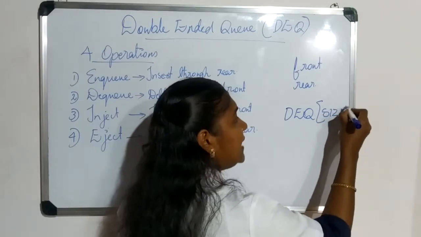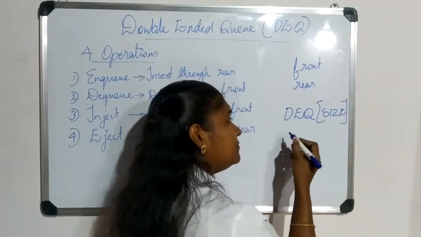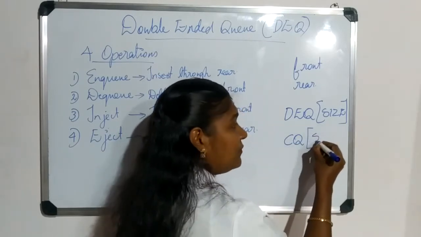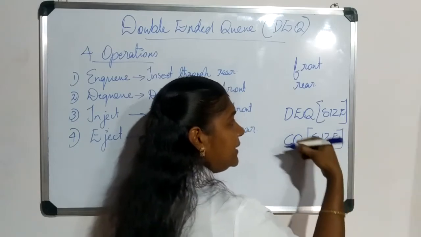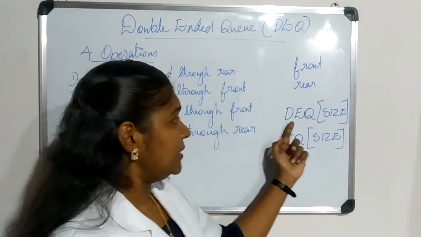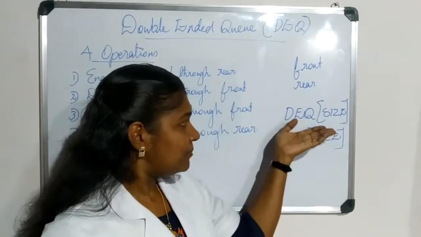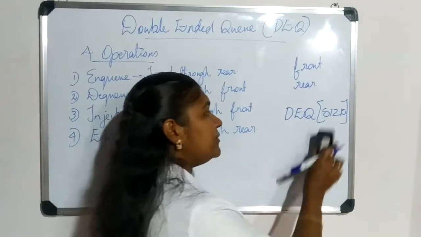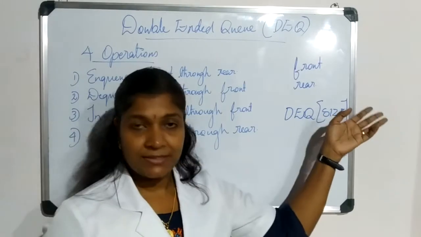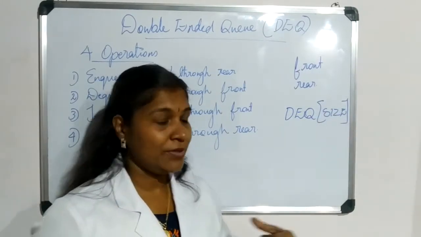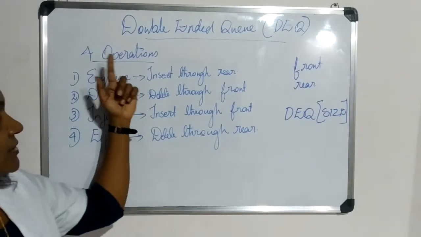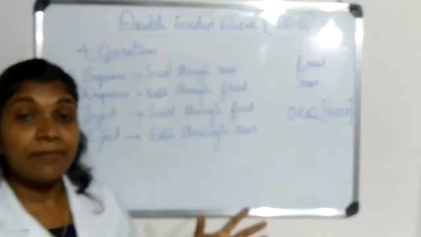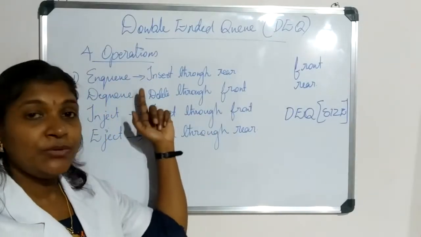In our queue program, in our CQ, circular queue, we used a CQ of size, right? Likewise, in order to indicate our double-ended queue, we are using the short form deque. It would be like this in textbooks also. So we will be using deque of size as the name of our array in this program. There are 4 main operations in a double-ended queue. The first 2 operations are the same as those of our normal queue, that is NQ and DQ.